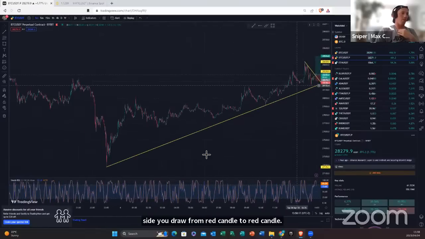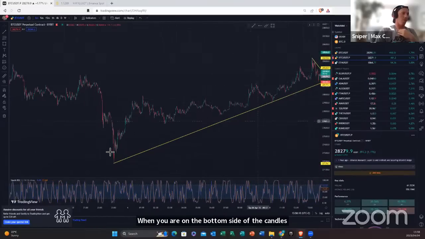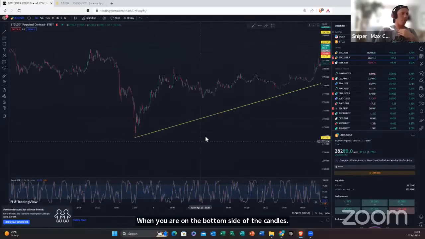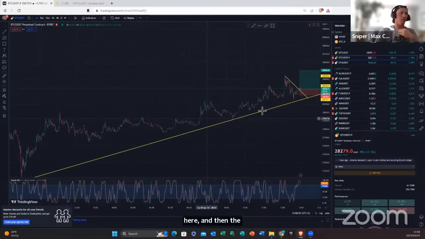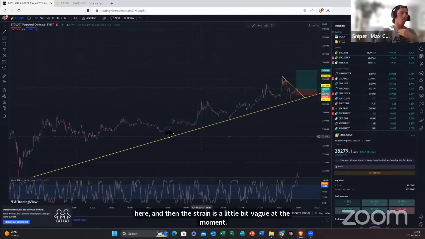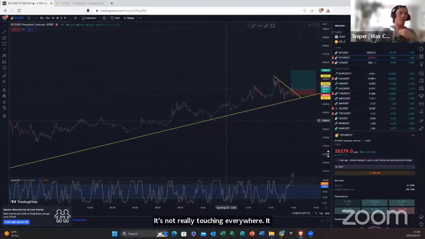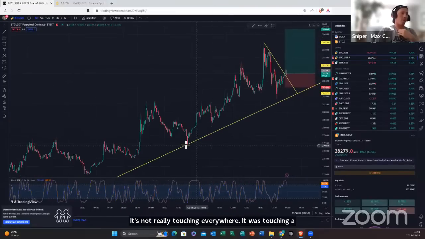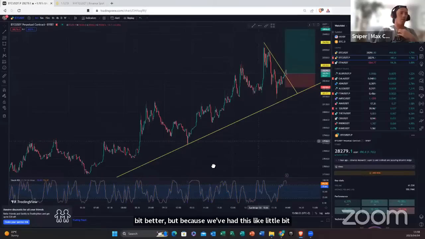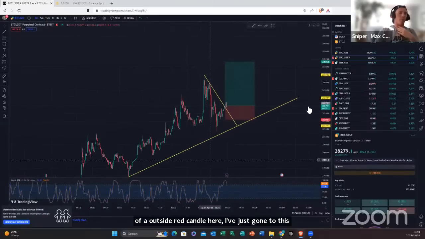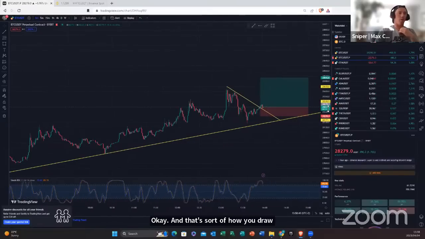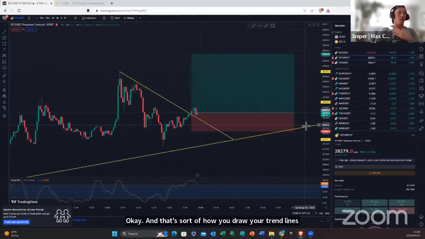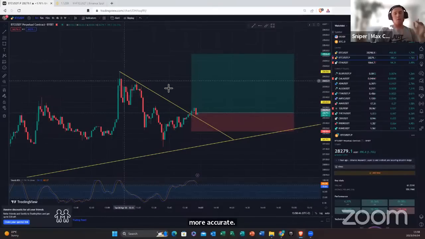So for instance, I've gone from this red candle over here, and then this trend is a little bit vague at the moment. It's not really touching everywhere. It was touching a bit better, but because we've had this little outside red candle here, I've just gone to this red candle. Okay, and that's how you draw your trend lines on the low time frames, just to be a little bit more accurate.